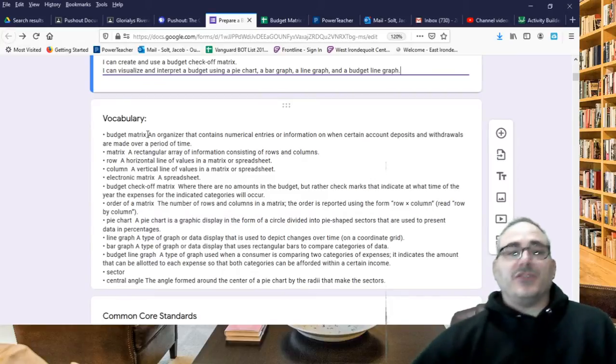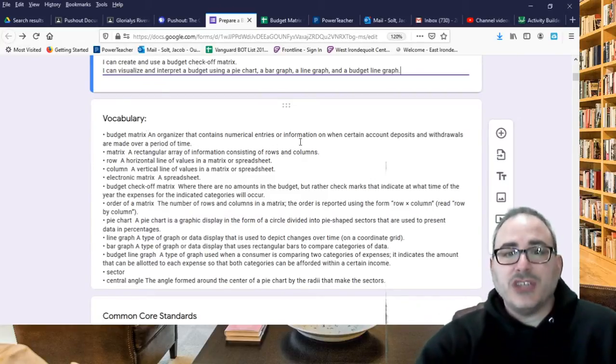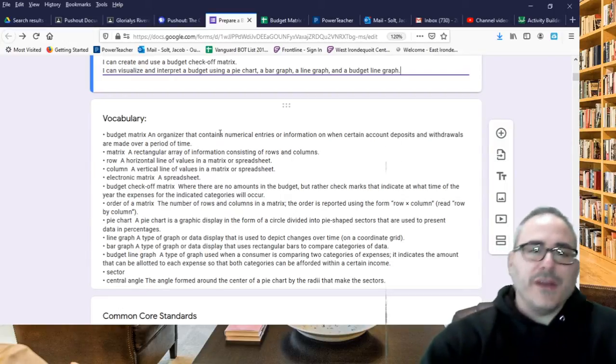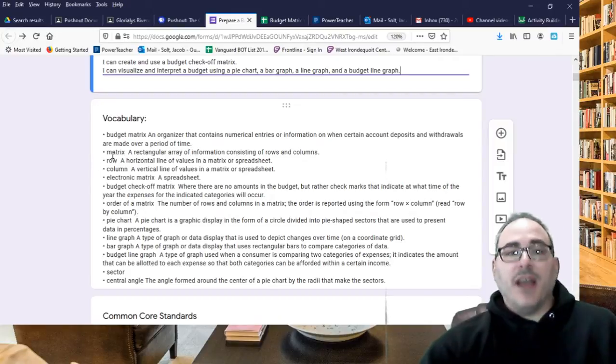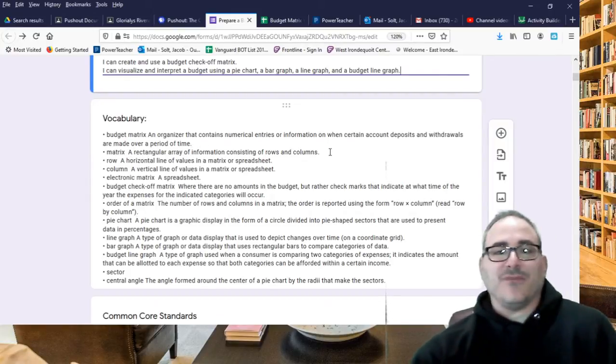A budget matrix is an organizer that contains numerical entries or information on when certain account deposits and withdrawals are made over a period of time. That's a budget matrix. A matrix is just a rectangular array of information consisting of rows and columns.